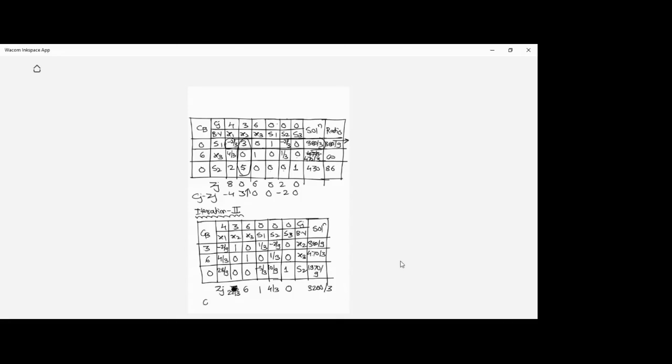So you can move ahead and find Cj minus Zj. So 4 minus 22 by 3 comes out to be minus 10 by 3. 6 minus 6 is 0. 0 minus 1 is minus 1. Here it is minus 4 by 3, and 0 minus 0 is 0. Now if you see, all the Cj minus Zj values are less than or equal to 0, hence we have got the optimal solution.